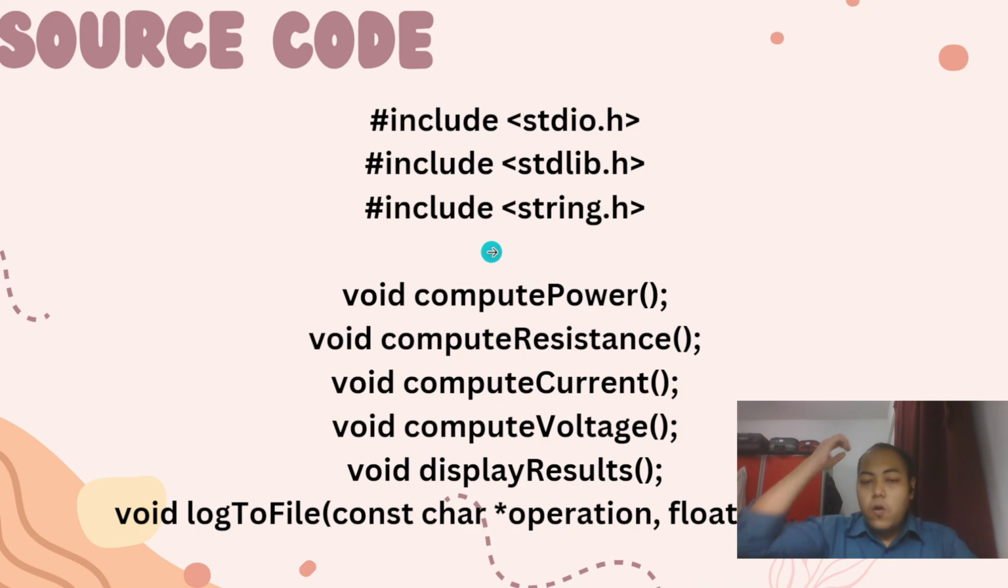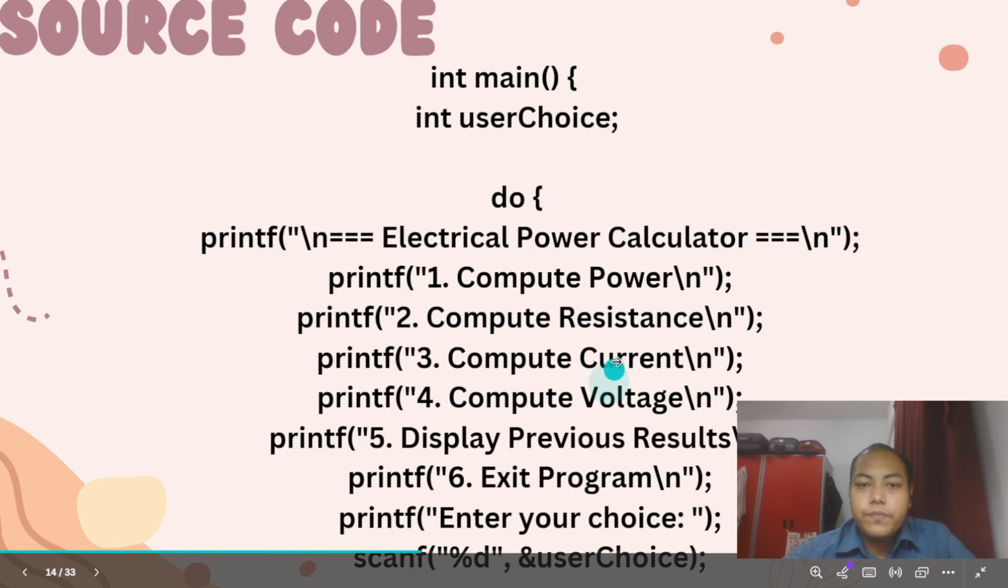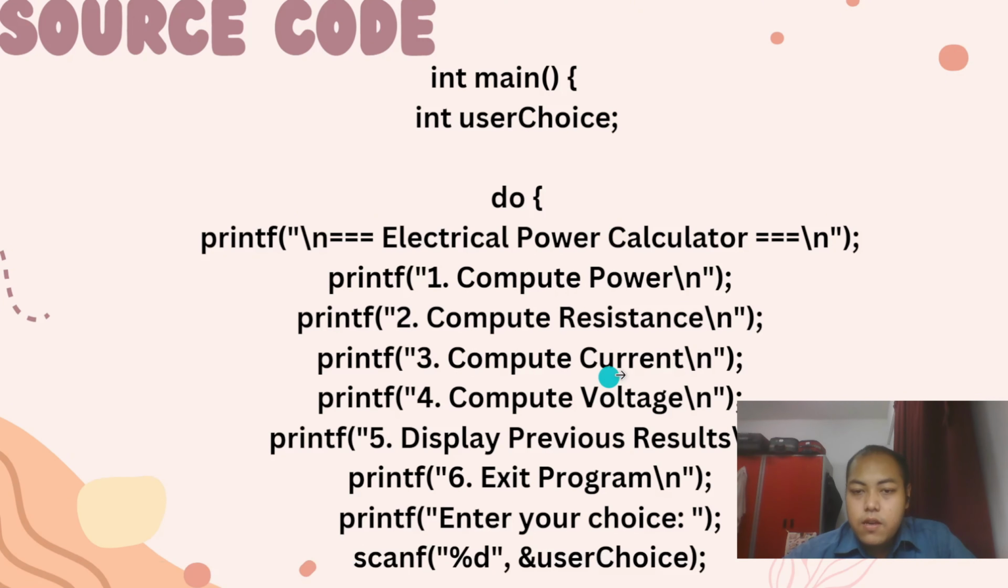So over here are all the function names that we are going to declare. One of them is compute power, compute resistance, current, voltage, and then to display the results, and then to save the file, which is log to file. So over here is the main menu.